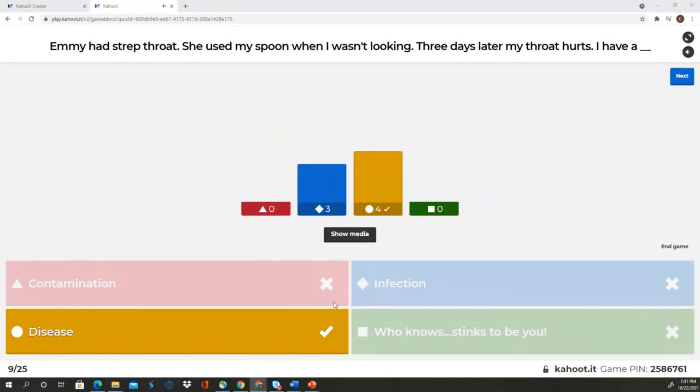All right, so this is kind of where I thought the answers would lie. So remember, contamination is just when something foreign has gotten on you, right?